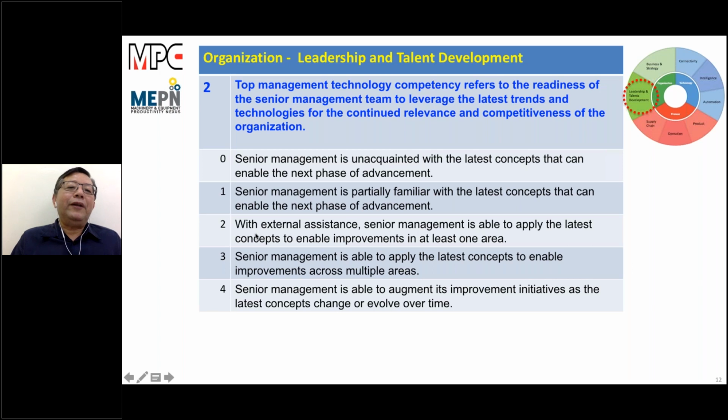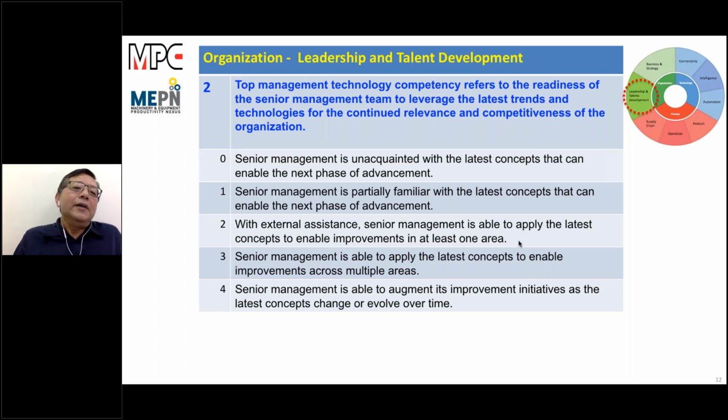Okay. Number two, with external assistance, senior management is able to apply the latest concept and to enable improvement in at least one area. So in the organization, there are many areas that you can think about. But they say, okay, maybe we improve a certain area first. Maybe we improve the manufacturing shop floor first. Okay, we do something, we improve some of the area, we digitize some area. So that is the whole idea. I mean, they have the idea, they are not going to the big scale, but they start with a small area.